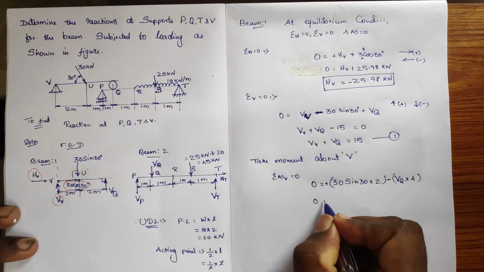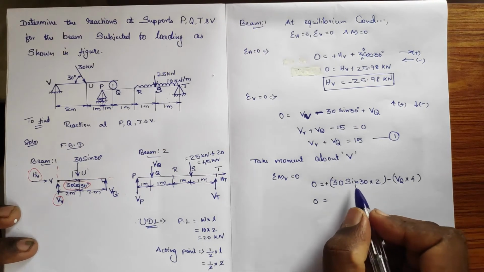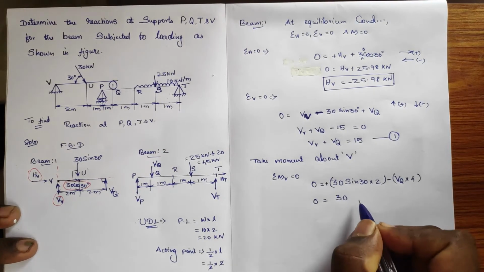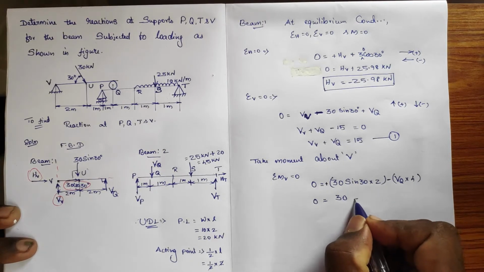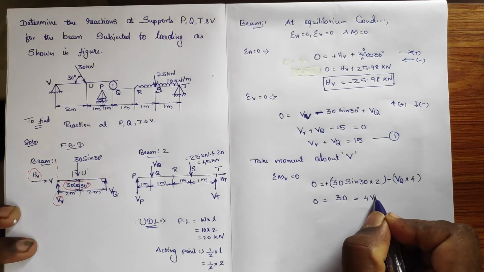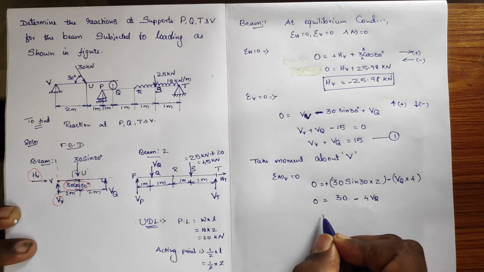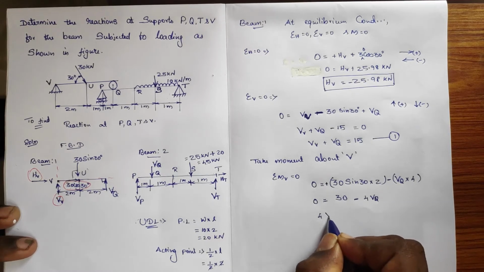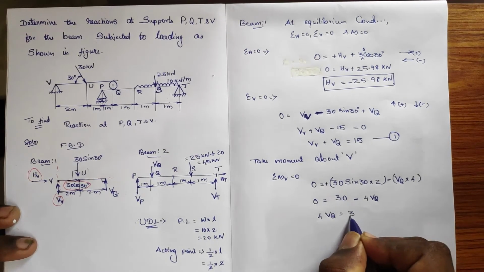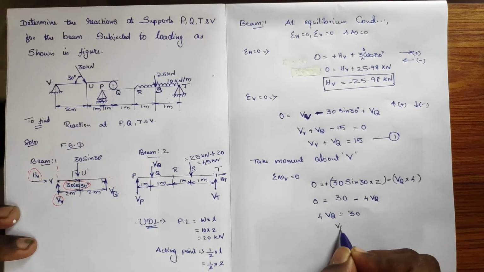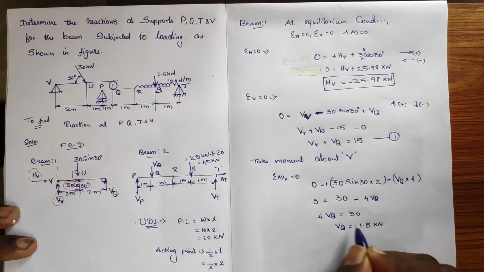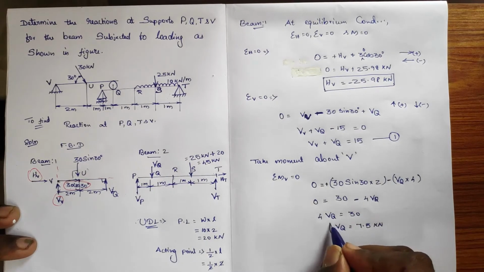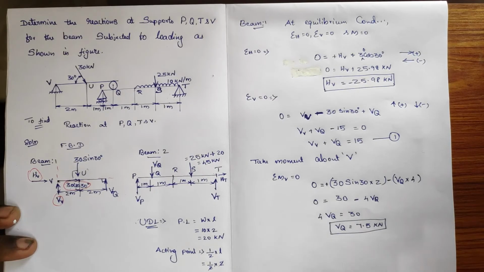Okay, so 0 is equal to, if you simplify this, here you will get 30 minus 4 VQ. Okay, so if I simplify this, it will be 4 VQ which is equal to 30, and VQ will be equal to 7.5 when you divide 30 by 4. So in terms of kilonewton we get 7.5 kilonewton.